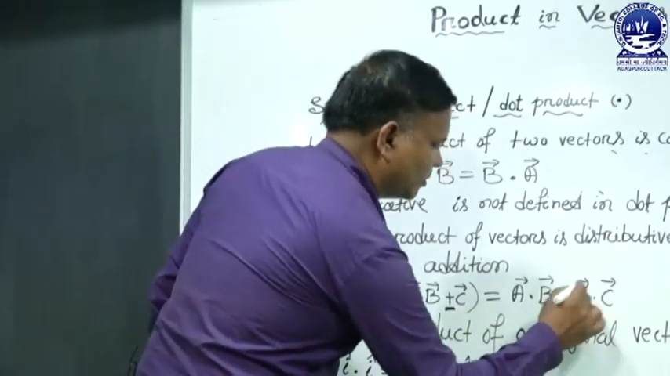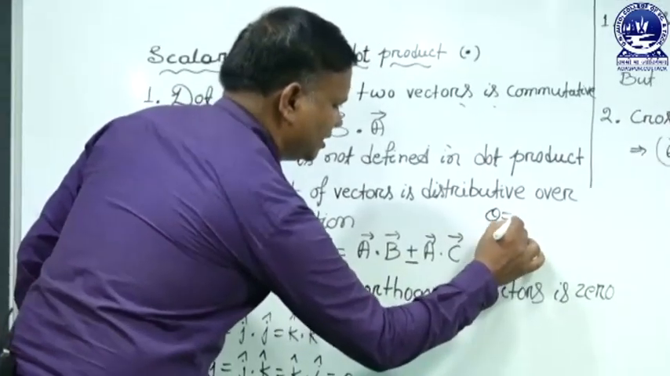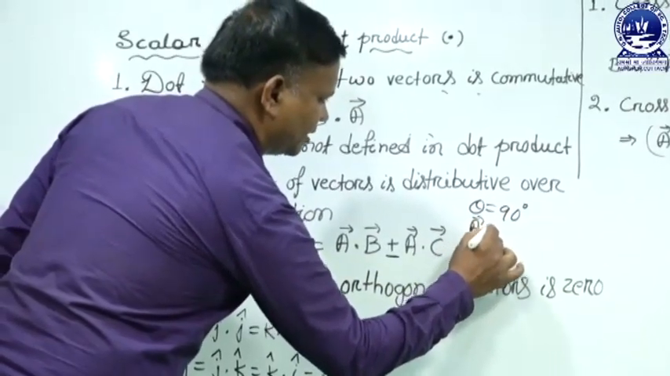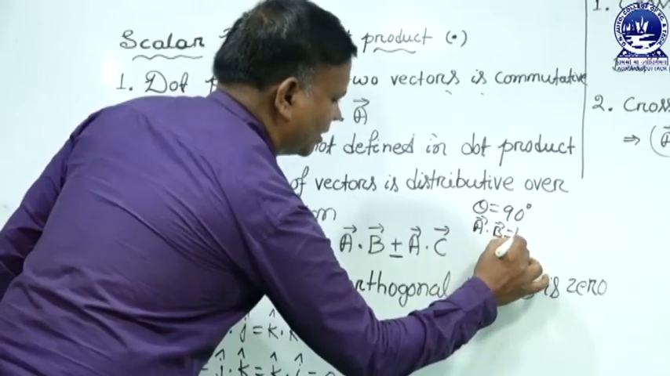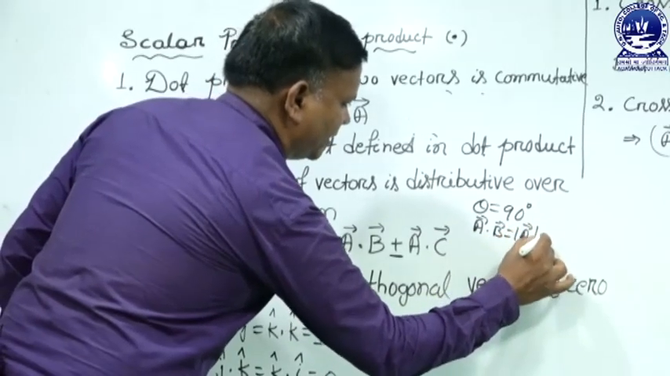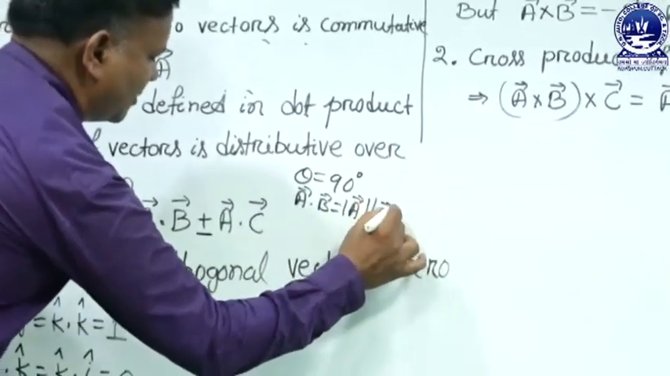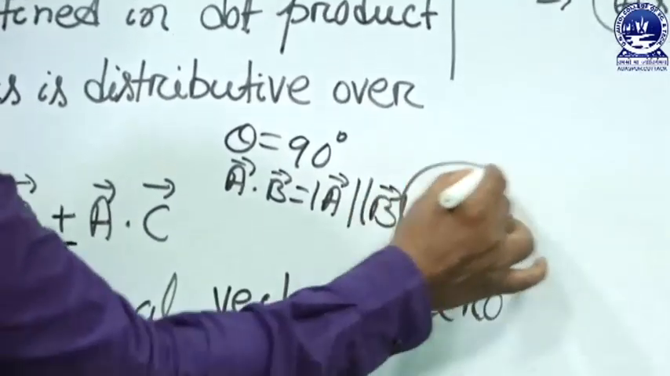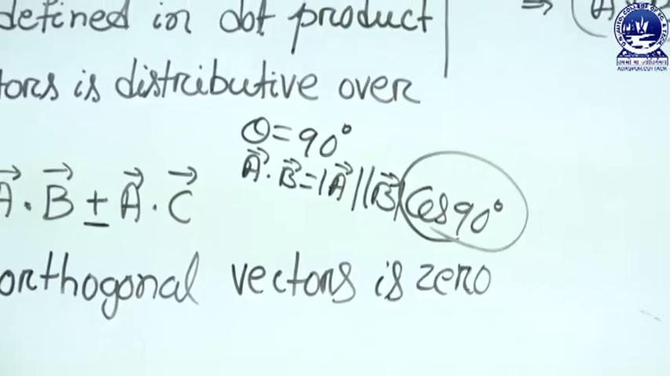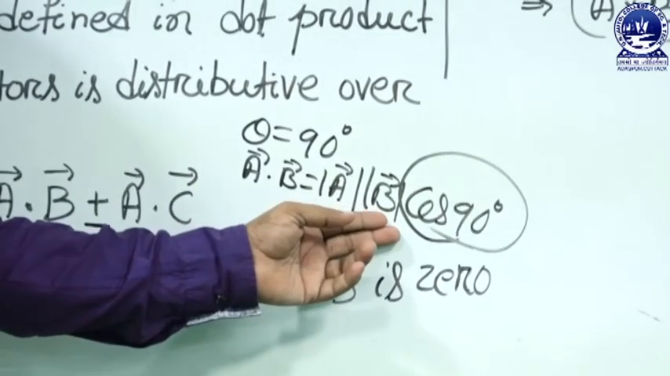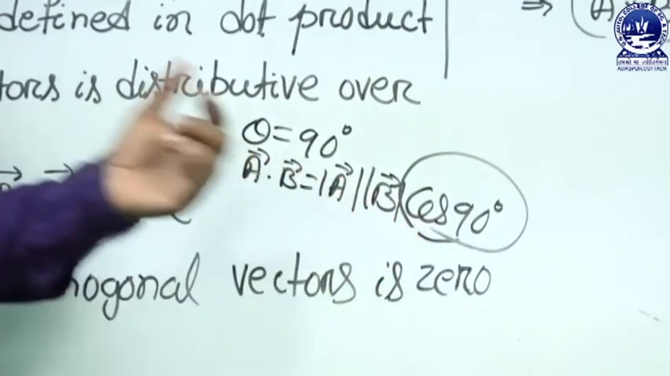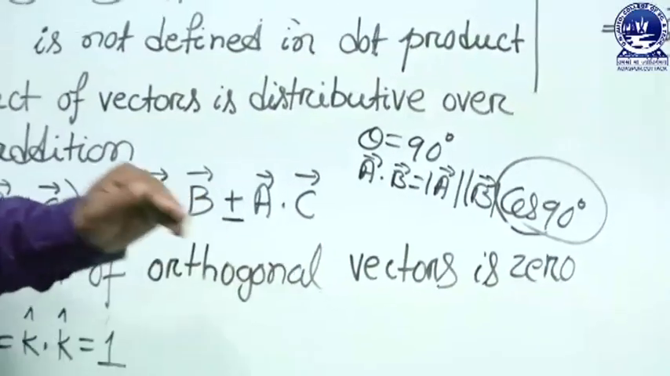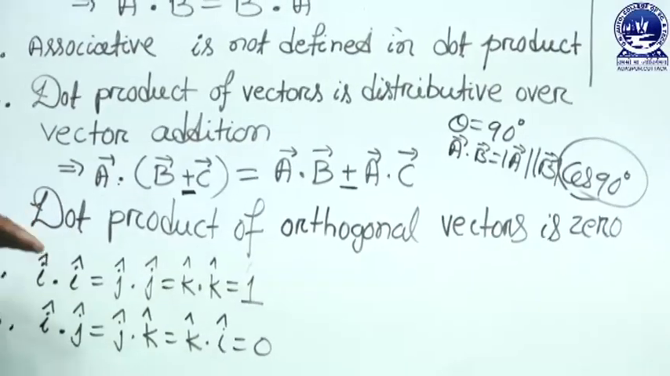So, when angle theta is equal to 90 degrees, then A dot B is equal to magnitude of A into magnitude of B into cos 90. The value of cos 90 is 0. So, magnitude of A into magnitude of B into 0, the result is 0. So, the dot product of orthogonal vectors is always 0.